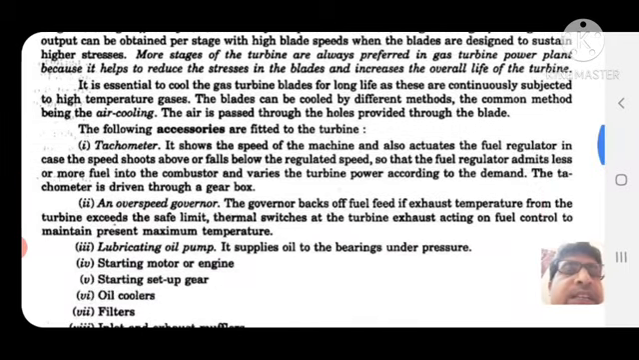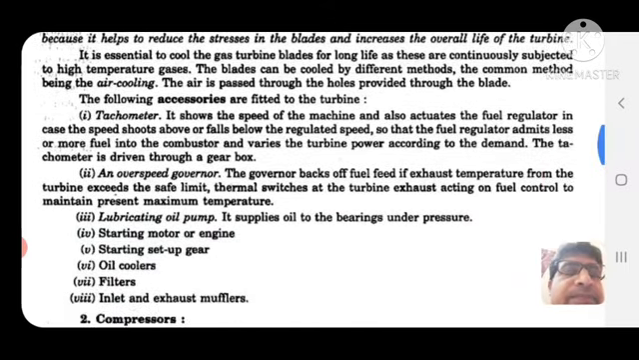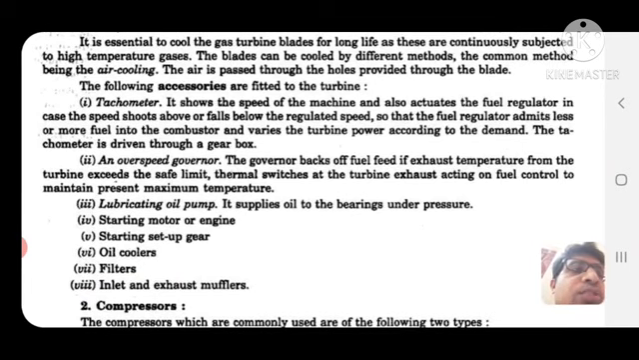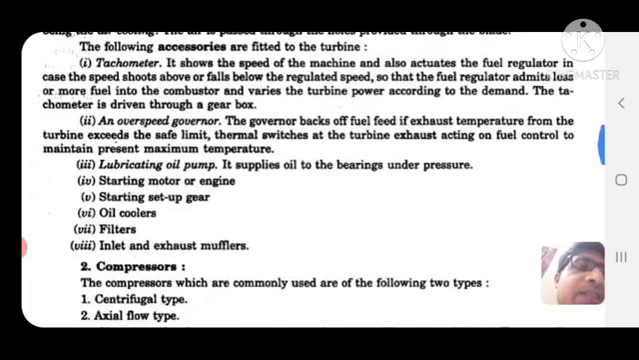The following accessories are fitted to the turbine: tachometer. It shows the speed of the machine and also actuates the fuel regulator. In case the speed shoots above or falls below the regulated speed, the fuel regulator admits less or more fuel into the combustor and varies the turbine power according to the demand.